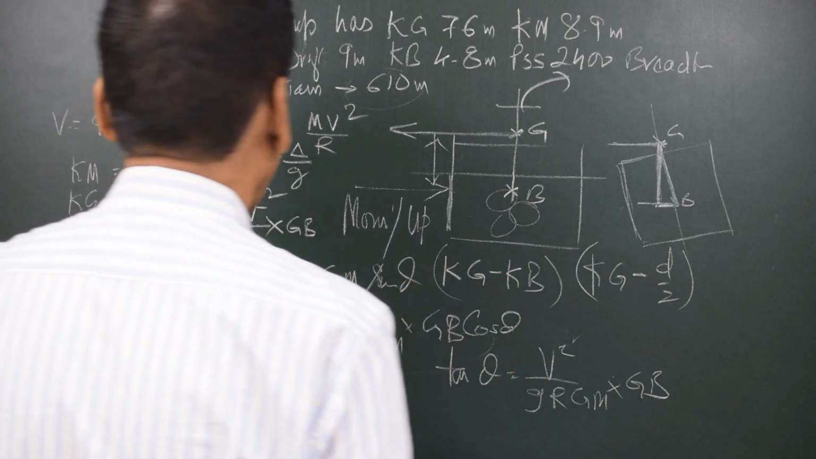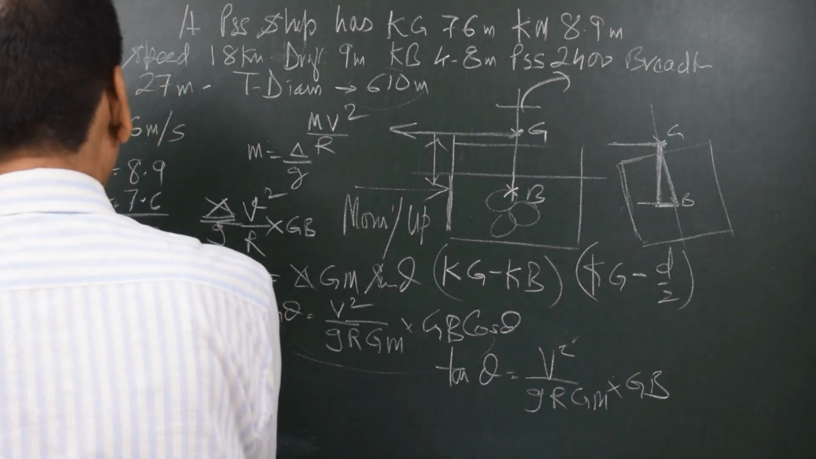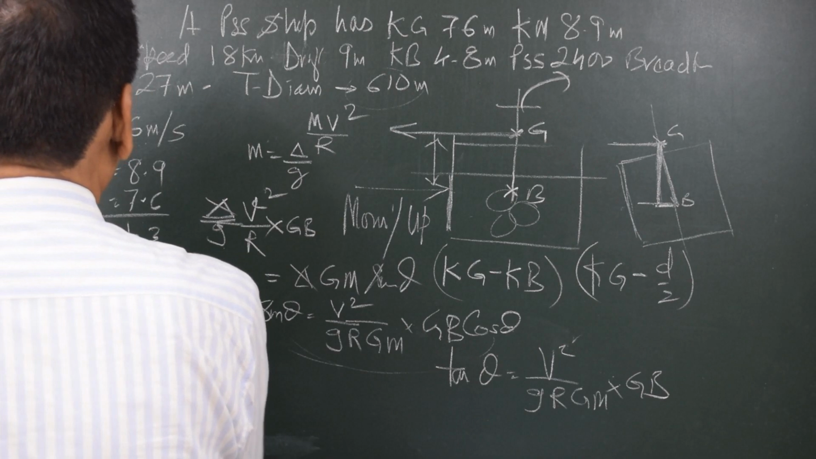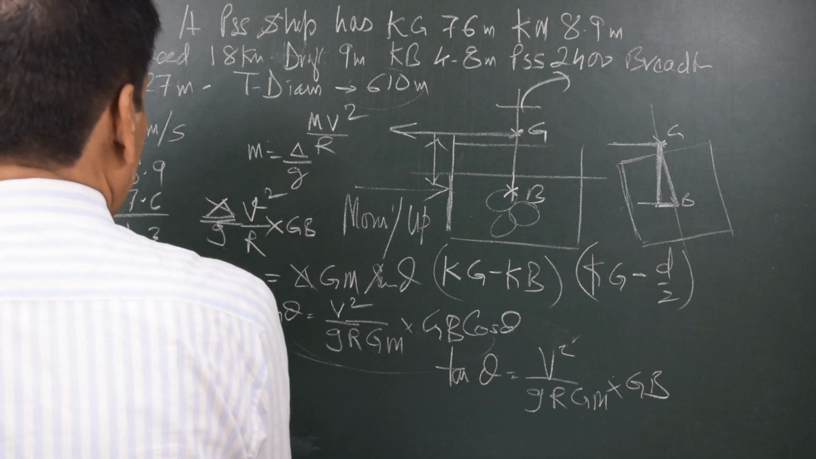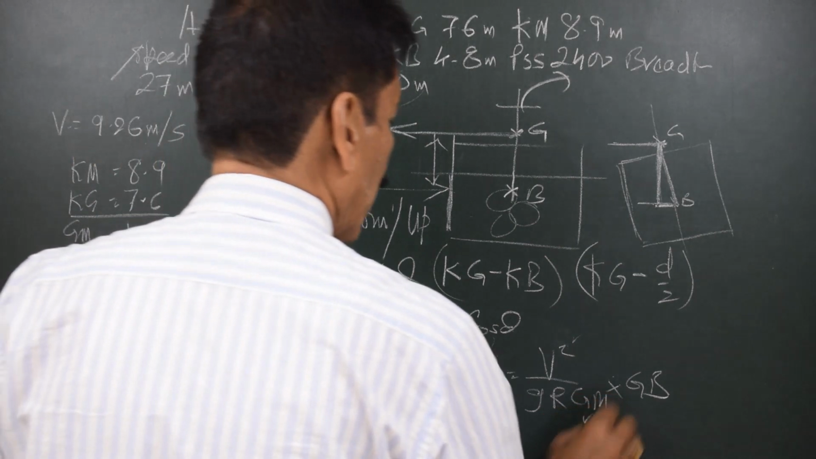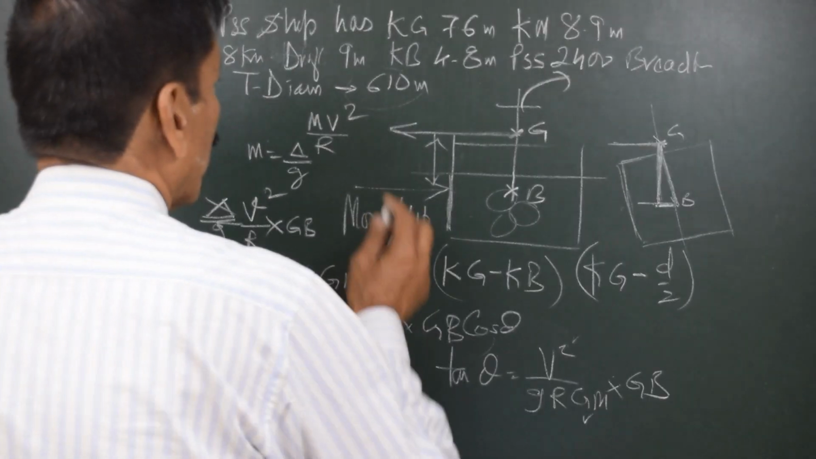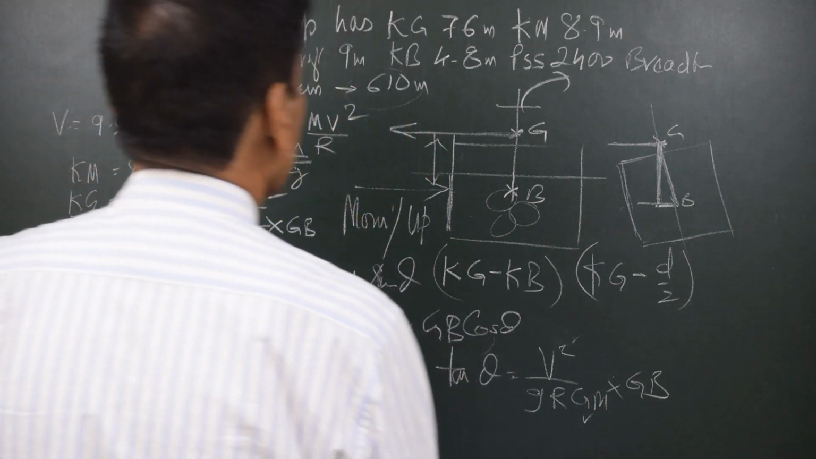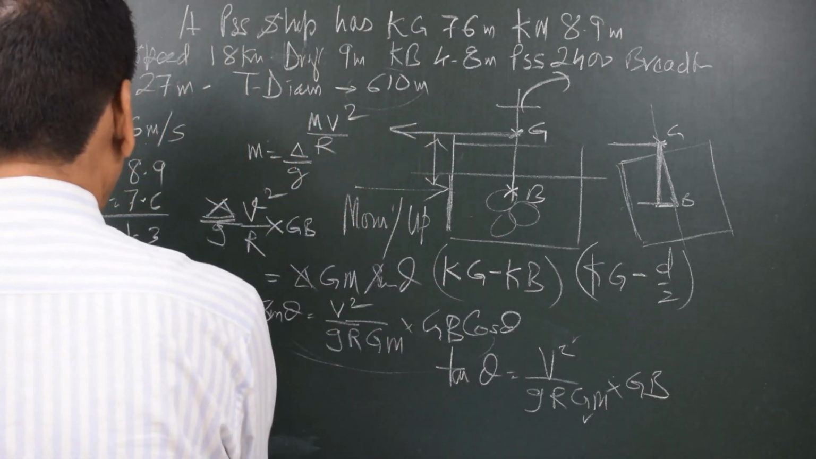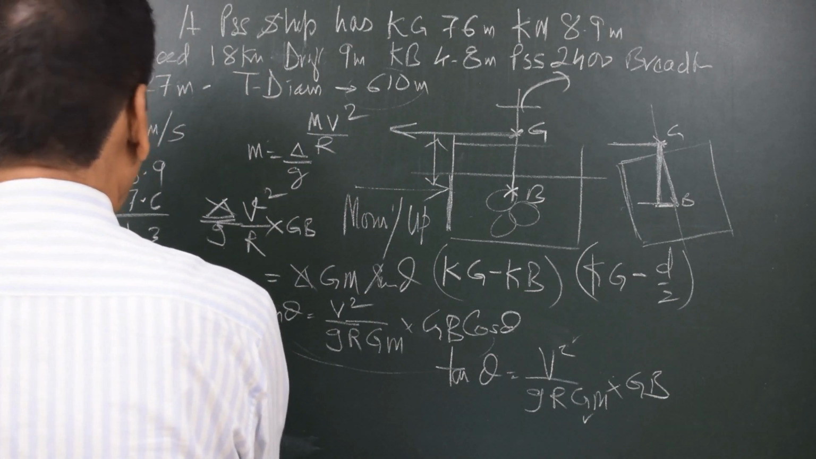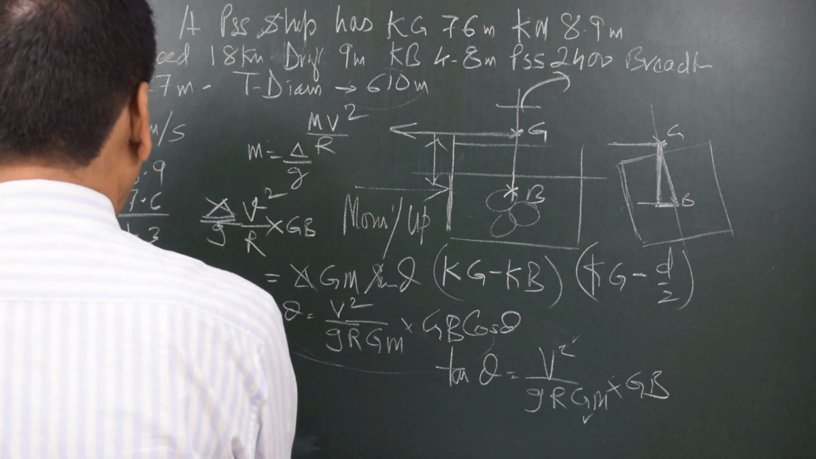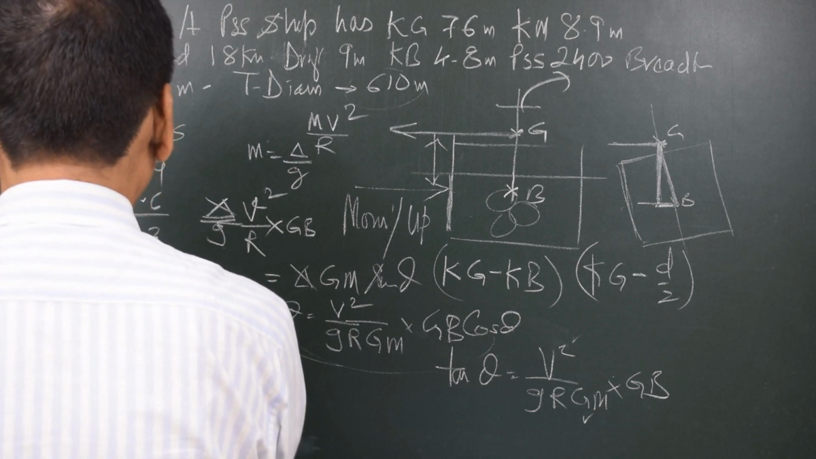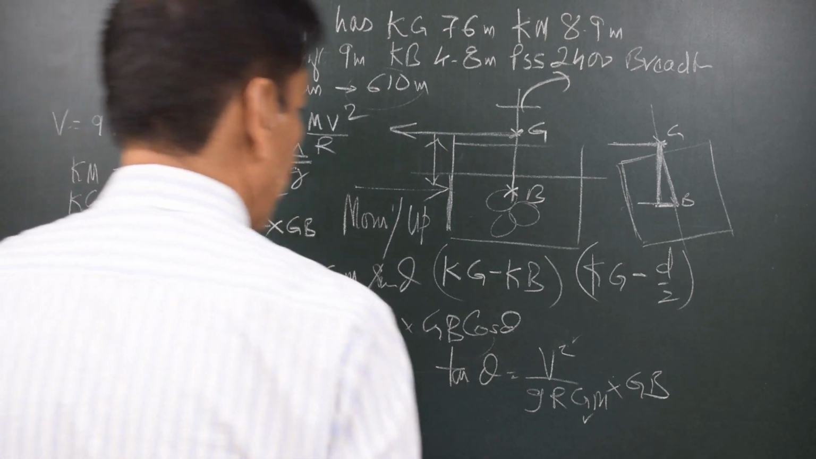Free surface correction is not given, otherwise we would have taken GM fluid. Assuming that free surface correction is 0, so GM fluid is equal to 1.3 meters. So I've got GM now. GB is the difference between KG and KB. Now KG is 7.6 and KB is equal to 4.8. So GB is equal to 2.8 meters.